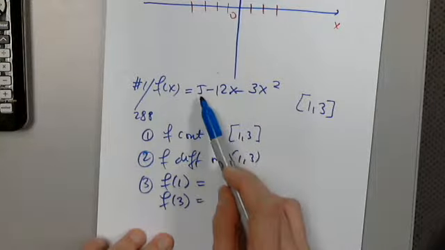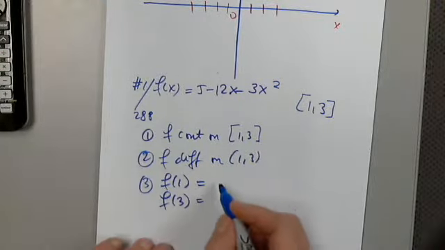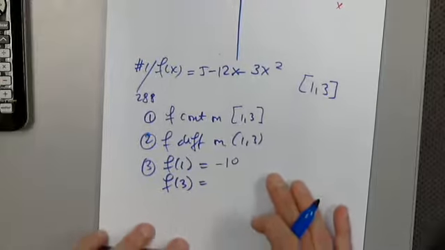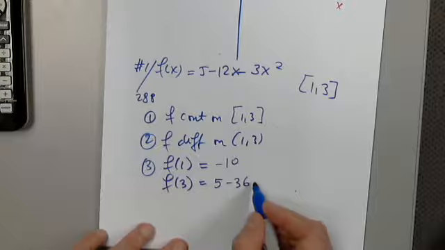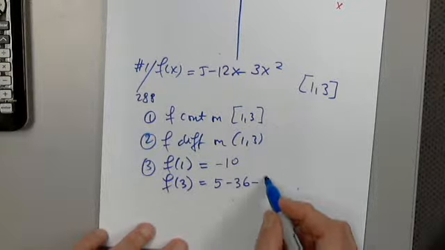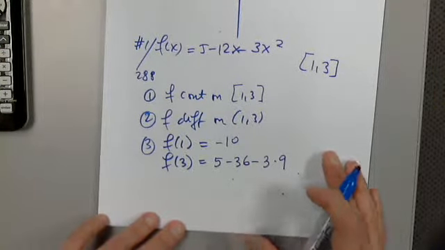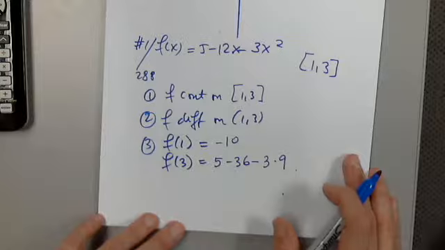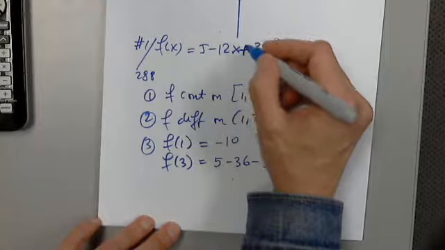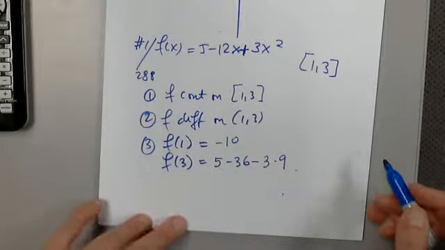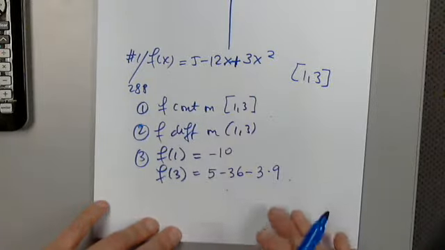So plug in 1. 5 minus 12 is negative 7. Negative 7 minus 3 is negative 10. Plug in 3. 5 minus 36 minus 3 times 9. It was 1, 3, correct? Yes. Oh, okay. Sorry. I copied the problem incorrectly. It's 5 minus 12x plus 3x squared.